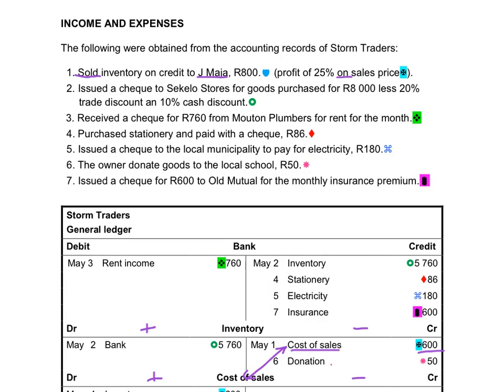Issued a check to Sekela stores for goods purchase for 8,000 less 20% trade discount and 10% cash discount. So because we are buying the goods with the purpose of selling, they will give us trade discount. And if we pay immediately on this discounted amount, they will allow us cash discount. So we will first calculate what is the total amount on the check and the cost price of the inventory.